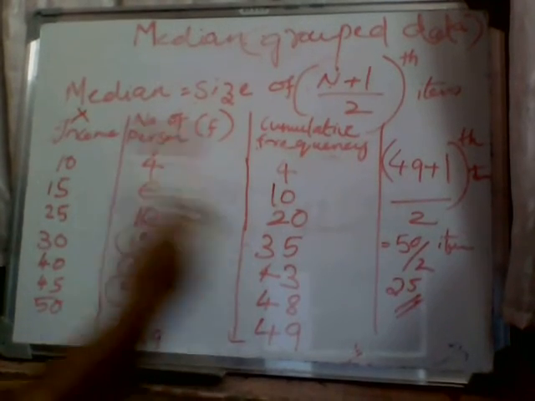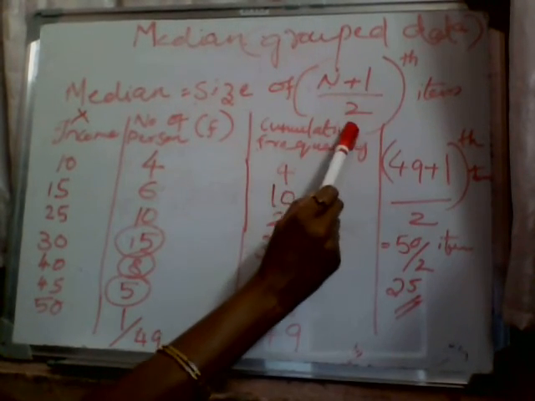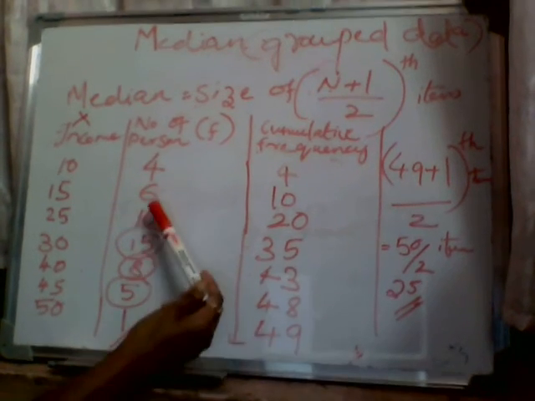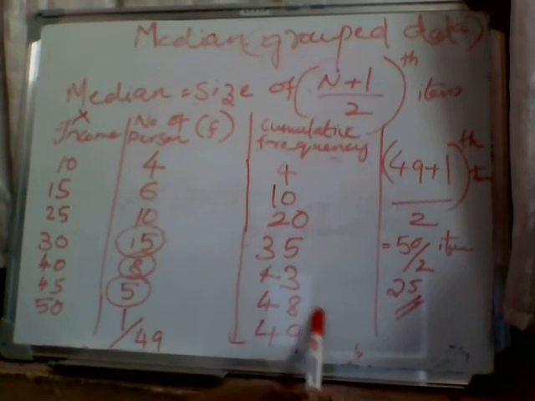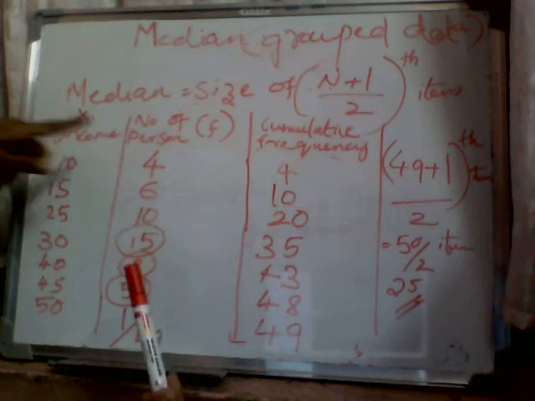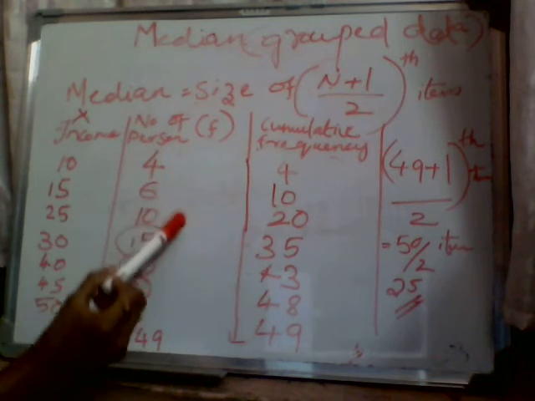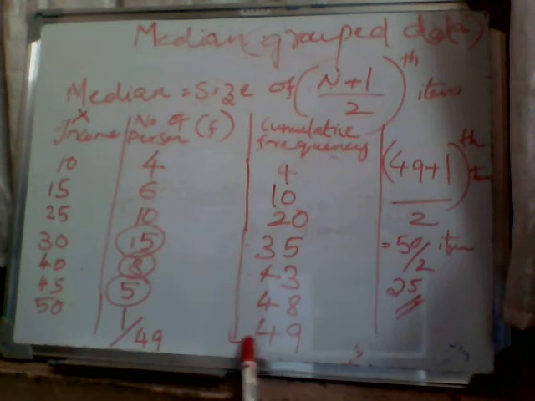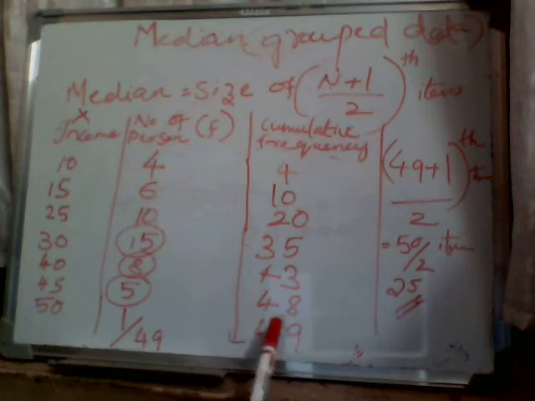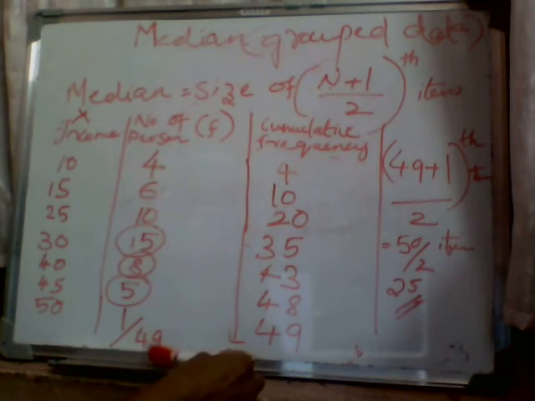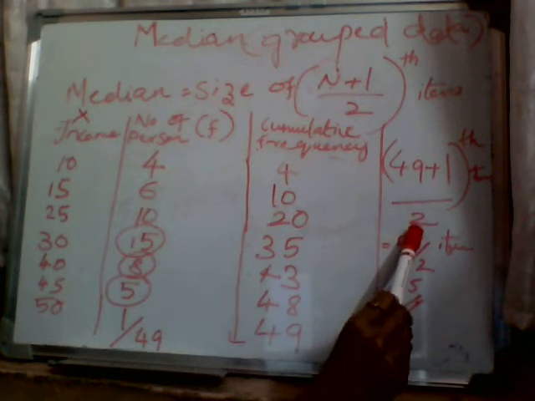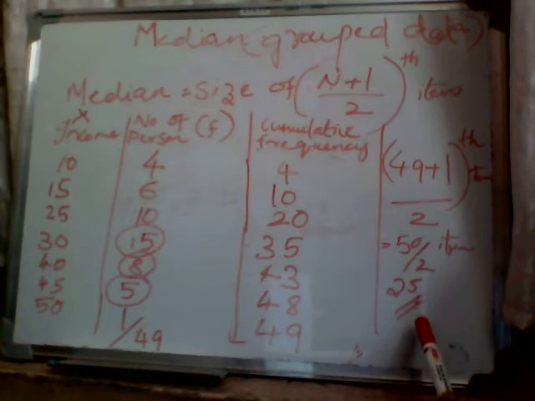Then the next step is we need to find (N plus 1) divided by 2 item. N means the total frequency. How much? The last value, 49. Adding the frequencies, 4 plus 6 plus 10 plus 15 plus 8 plus 5 plus 1, we get a total frequency of 49. Then 49 plus 1 is 50, and 50 divided by 2 is 25.